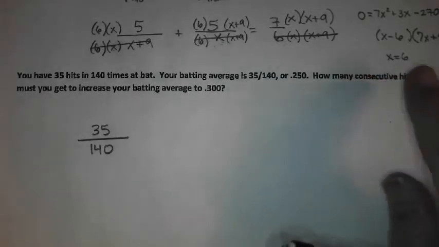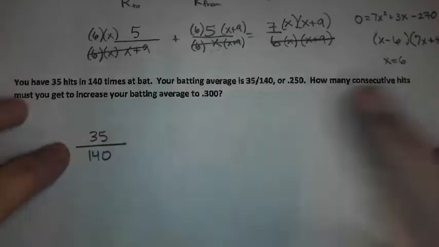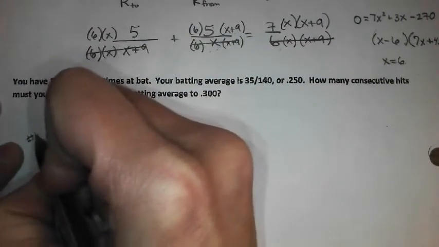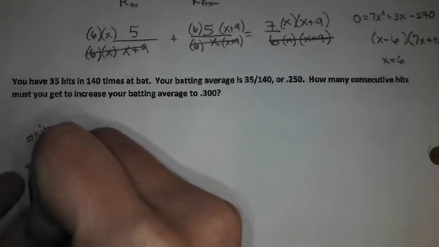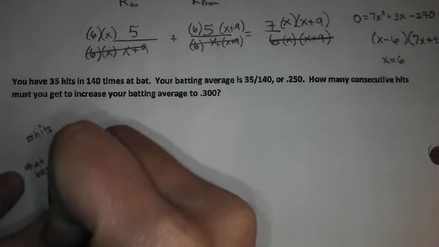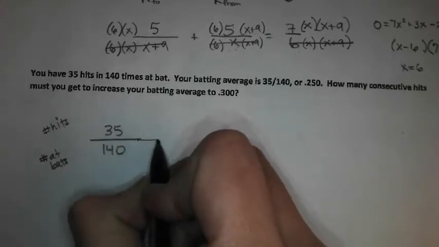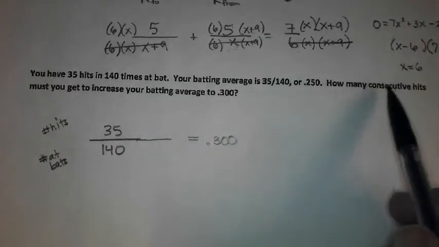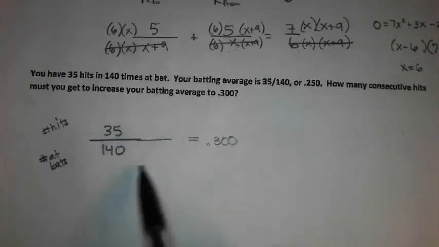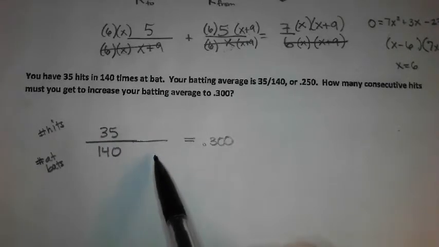How many consecutive hits must you get to increase? So this is my number of hits. This is my number of at-bats. Obviously, the more you know about baseball, the better this is for you. But I'm looking to change my batting average to become .300. So how is this going to change? What am I trying to figure out here? Nate?